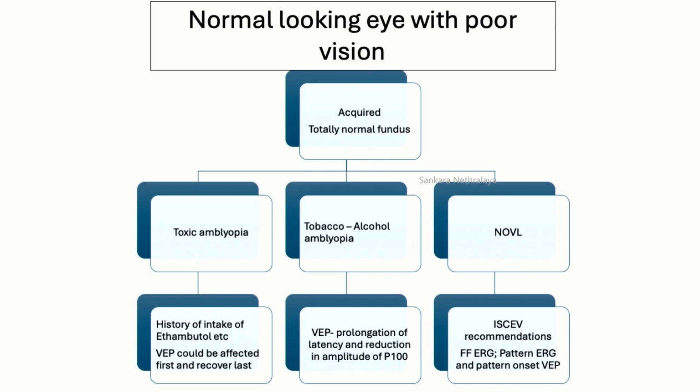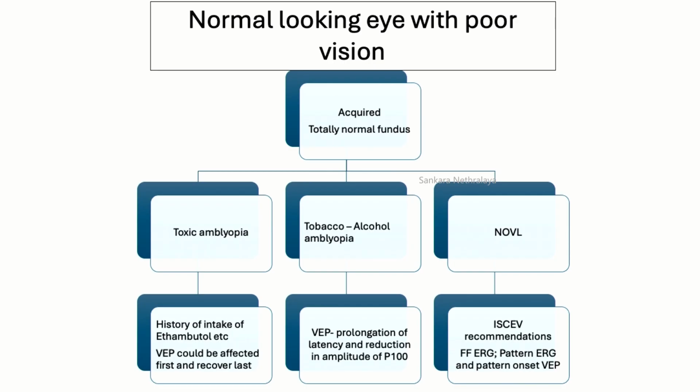And how do you give it? After having examined the patient, checked the pupils, examined him twice or thrice, done the proper refraction, done the OCT and whatever examination is required, and then doing a full field ERG, a pattern ERG, and a pattern onset VEP, not a pattern reversal VEP.